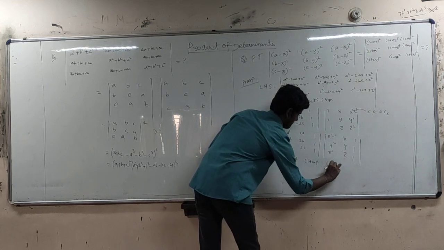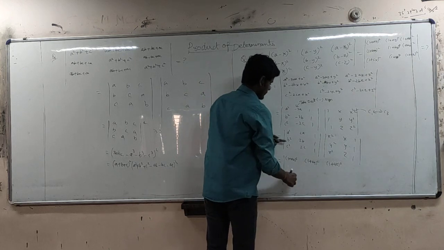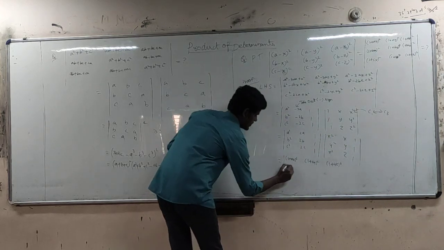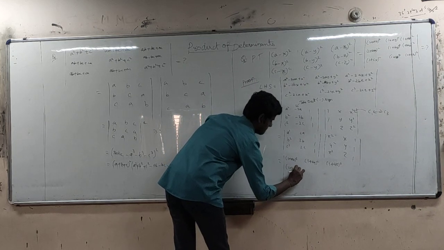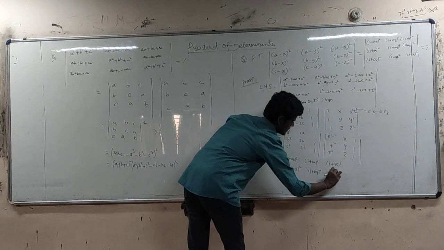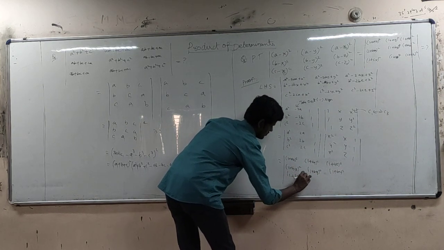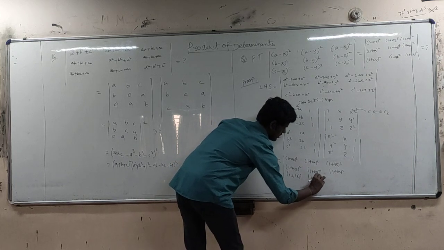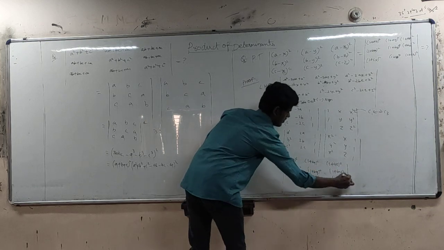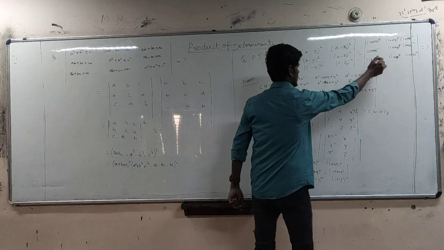By symmetry, (1 plus az) whole square, b square x square plus 2bx plus 1, that is (1 plus bx) whole square, (1 plus by) whole square, (1 plus bz) whole square, (1 plus cx) whole square, (1 plus cy) whole square, (1 plus cz) whole square. Now we get this value.